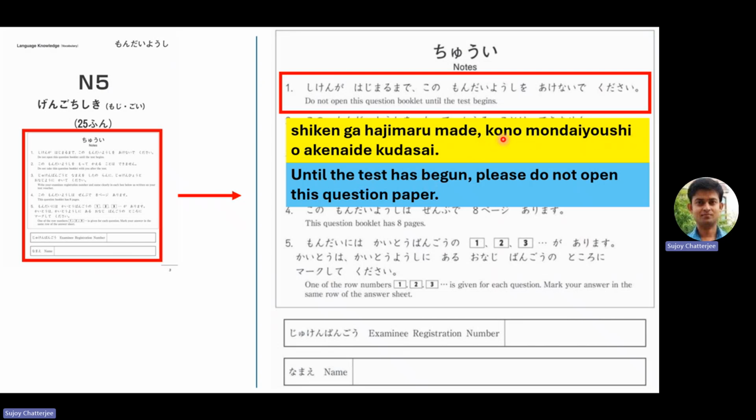Kono mondai yoshi. Kono means this. Mondai yoshi, as we just saw, question paper. This question paper, o akenai de kudasai, should not be opened. So kudasai means please. So until the test has begun, please do not open this question paper. Akenai means to open. So this is not to open. Akenai is the negative form of the verb. So akenai is do not open. Until the test has begun, please do not open this question paper. Shiken ga hajimaru made kono mondai yoshi o akenai de kudasai.